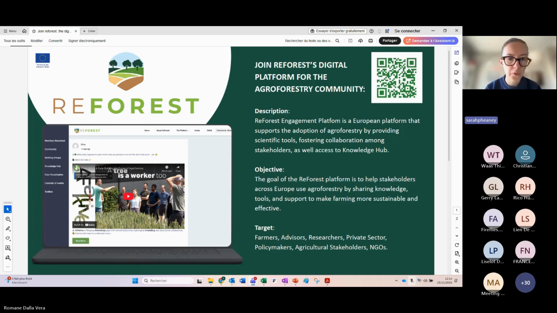Our goal through this platform is to help stakeholders across Europe to use agroforestry by sharing knowledge and tools. A lot of the tools that were presented today are a great example of the types of tools that we want to be included in this platform, and we're very happy to discuss what other tools can be implemented within the platform. Our target is quite a wide scope. We're looking for farmers, advisors, researchers, policymakers and agricultural stakeholders to join, as well as the private sector and NGOs.